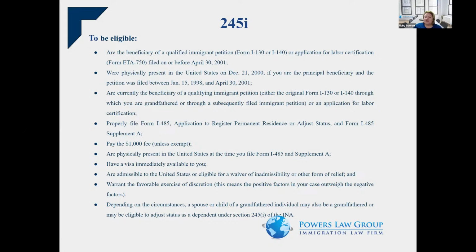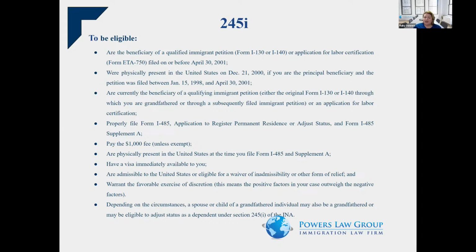Now, the second thing is that you were physically present in the United States on December 21st, 2000. So this is only if you're the principal beneficiary and the petition was filed between January 15th, 1998 and April 30th, 2001. Okay, so what is all that saying? Basically, if we're using a petition that was filed between January 15, 1998 and April 30, 2001, so we'll say a more recent one, right? Then the principal beneficiary has to show that they were here on December 21st, 2000.